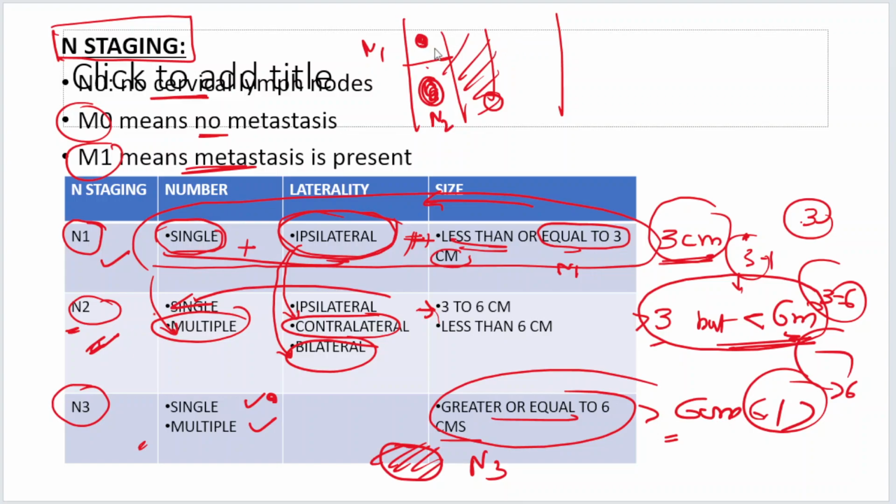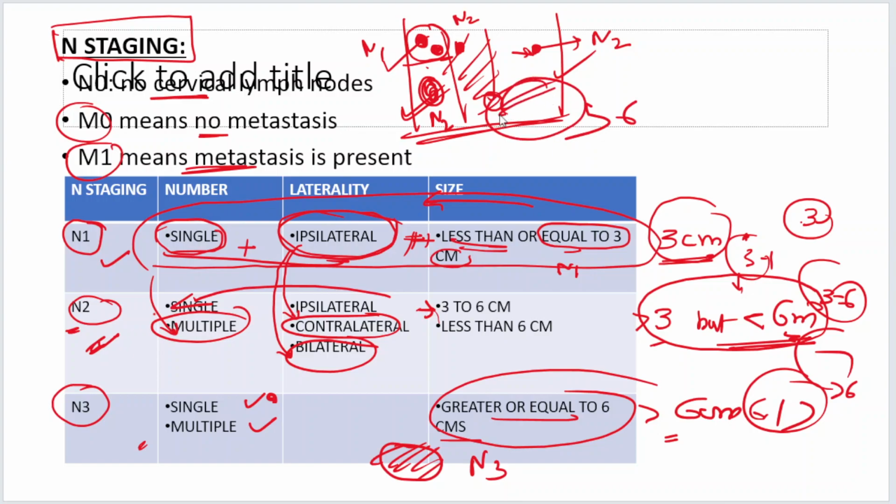Suppose there are ipsilateral lymph nodes, both of them 1 centimeter, but there are multiple. Once it becomes multiple, it becomes N2. Suppose this is the right side with a lesion, but you have a contralateral lymph node, very small, like 1 centimeter. Then it becomes N2. Whether it is single, multiple, unilateral, bilateral, or contralateral, whatever it is, if the lymph nodes are big, greater than 6 centimeter, it is N3.